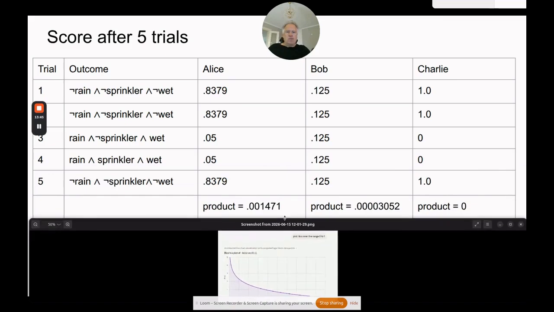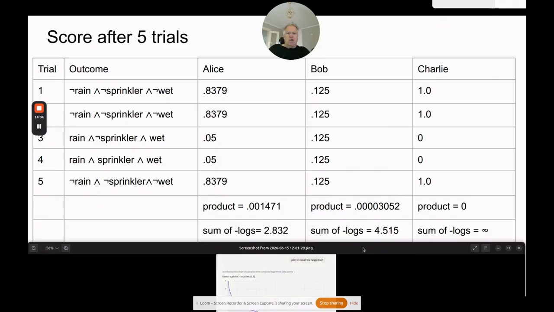So if we're going to do this as a product of the probabilities, this kind of inverts it a little bit. One way we might want to do this is to take the product of all these things, and the one with the highest product is scoring the best. But those numbers are kind of ugly because they're getting stripped off there. If we instead do the sum of the negative logs, Bob gets a 4.5, and Charlie gets infinity because the third trial just blew him. It went off the charts.